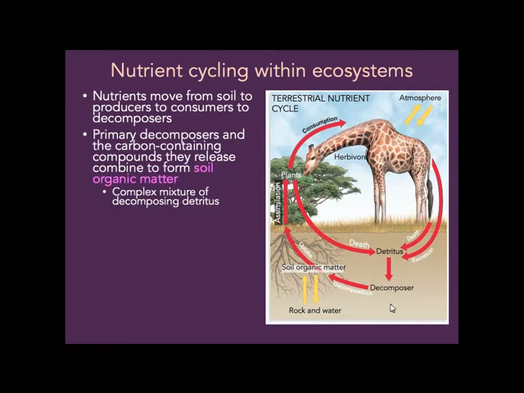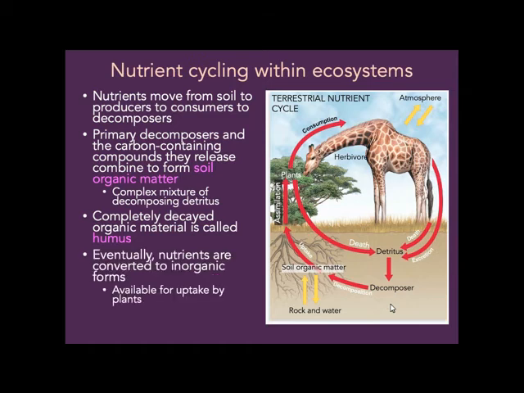All right, so primary decomposers and also the carbon-containing compounds they release will make what we call soil organic matter. So some of the material in soil is like minerals and stuff, right? But the rest of it is soil organic matter. So it's once living material that is in the process of decomposing. When it has become completely decayed, it is called humus. And then eventually the nutrients are converted to inorganic forms that can be taken up by plants. So they'll be broken down into their individual ions, and then the plants will suck up the ions.